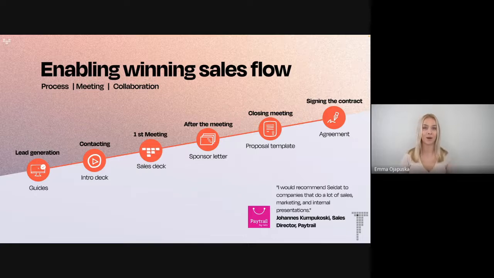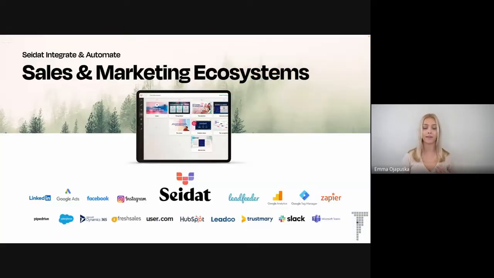You will send the proposal with Seidat and have it e-signed through Seidat. So there's no need for other platforms. Of course, you might want to have your CRM somewhere in the middle, as you should, but that can also be attached to Seidat. So if you want to automate, for example, your sales material creation, that can be done through Seidat, Zapier, or direct API.